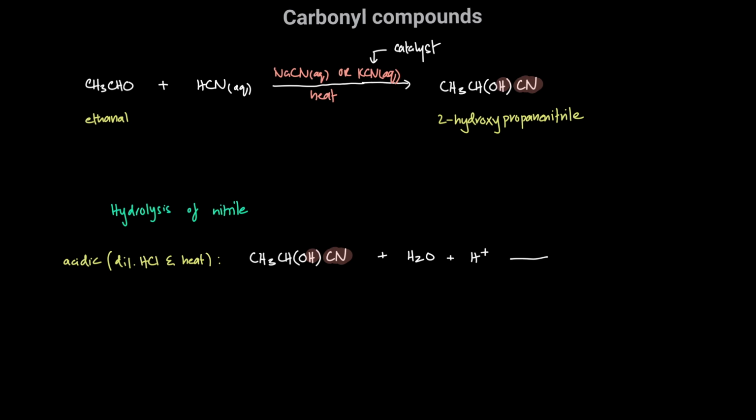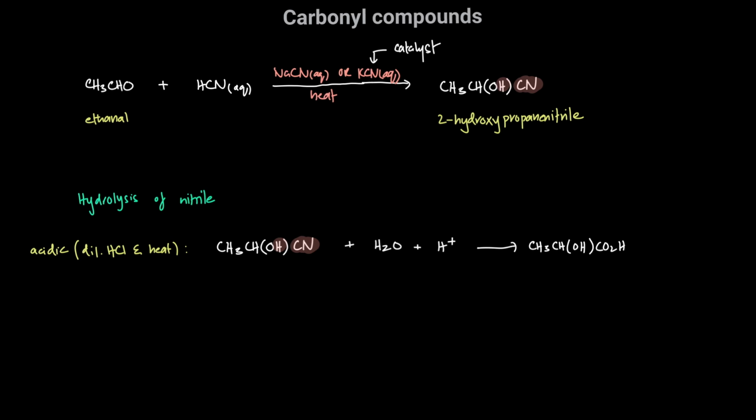and we end up making CH3CH(OH)CO2H. This is 2-hydroxypropanoic acid, commonly referred to as lactic acid. So the nitrile can be hydrolyzed in acidic conditions to form a carboxylic acid. Here the CN is converted to a CO2H.